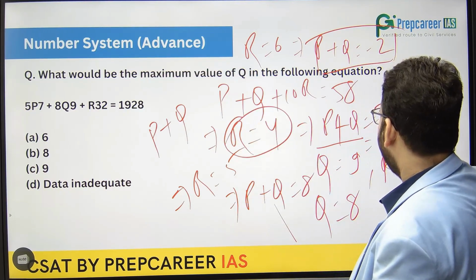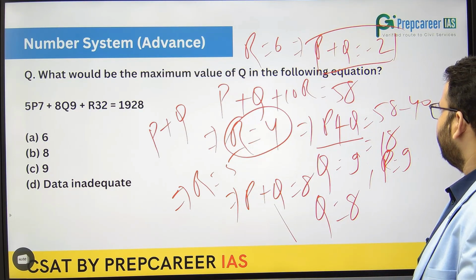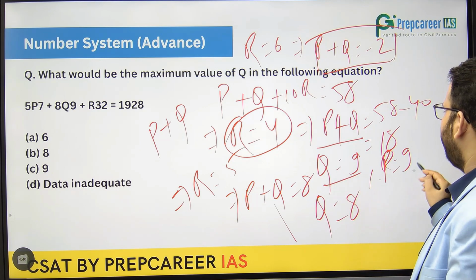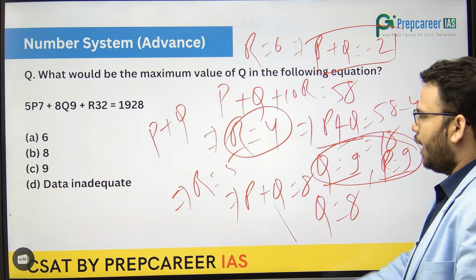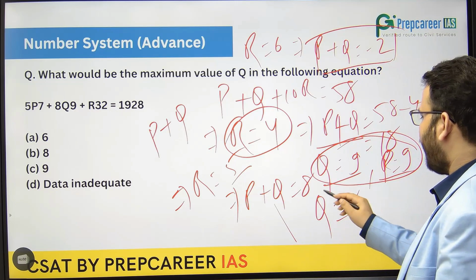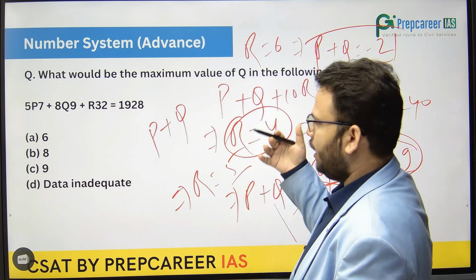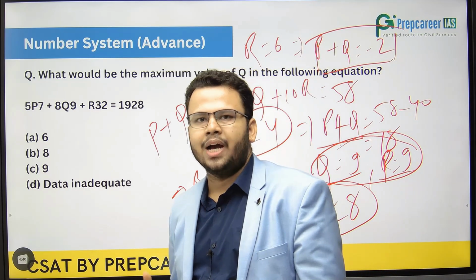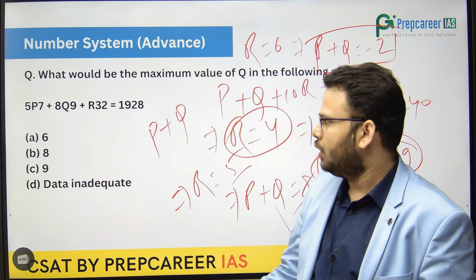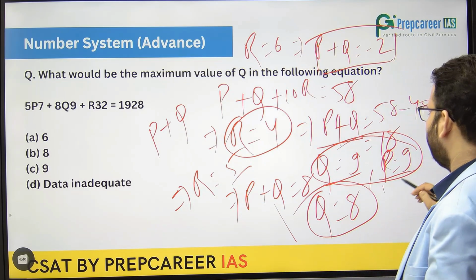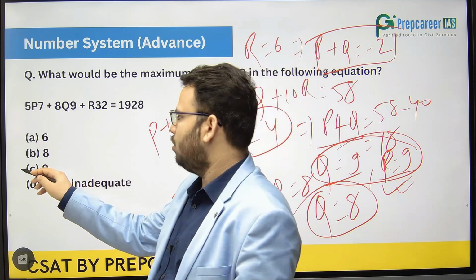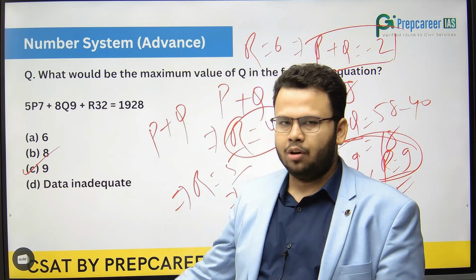R equal to 4. In this case, we have both P and Q as 9, right? When R equal to 5, we can have Q equal to 8. But when it is asking you what can be the maximum possible value of Q, so definitely we will go with the maximum value. So in this case, the maximum value will be 9. I hope this is clear to you.